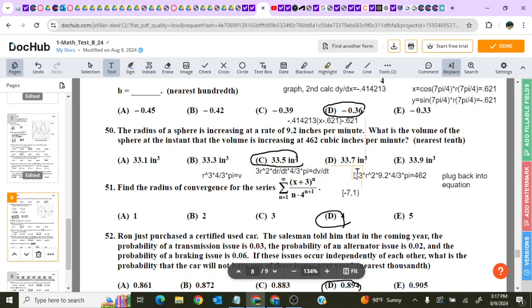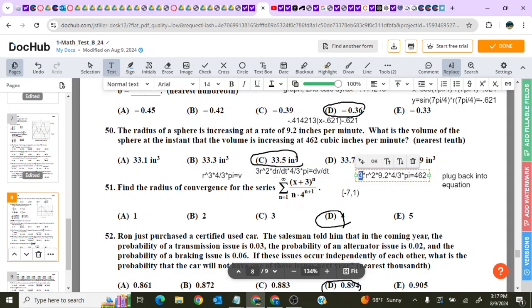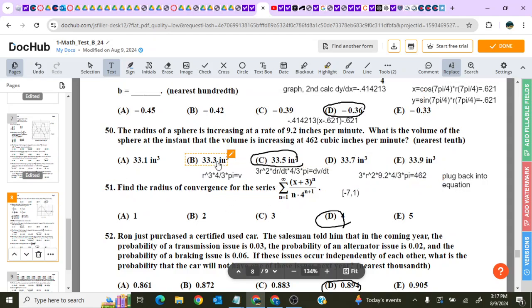So now you just plug in all the values you know. You know 3 times r squared times your dr over dt times 4 over 3 pi is equal to 462. You can find that r is equal to 2, and then plug it back into this volume equation to get 33.5 inches cubed.